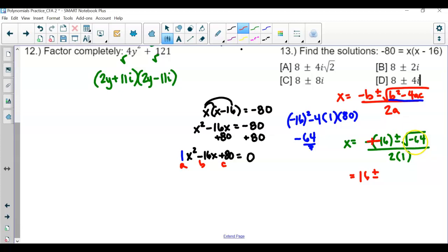So the square root of negative 64. Well, the square root of 64 is a perfect square. The square root of 64 is 8. So the square root of negative 64, because we have the square root of a negative 1, we need plus or minus 8i over 2 times 1, which is 2. Now divide. 16 divided by 2, you get 8. Plus or minus 8 divided by 2, which is 4i. So that's why the answer was B.